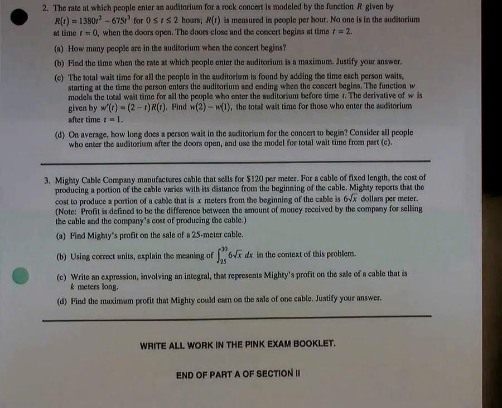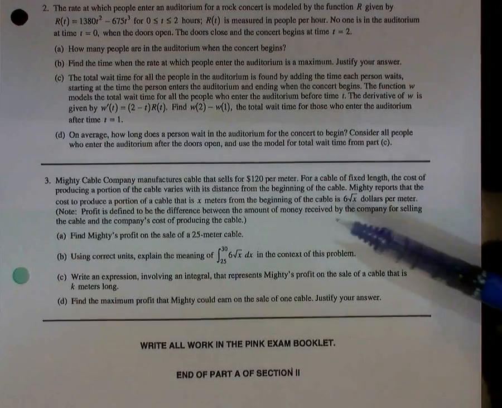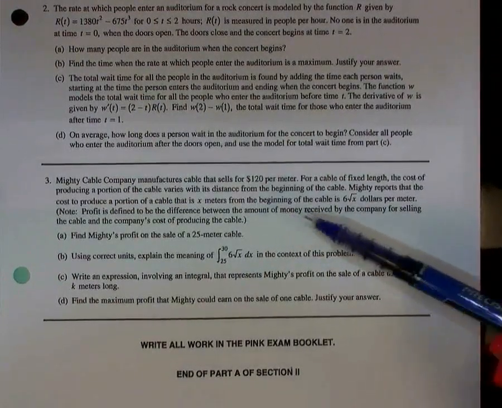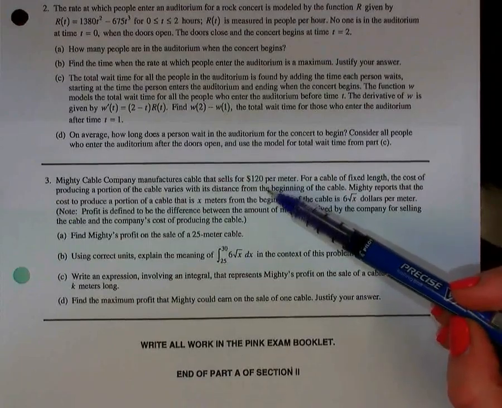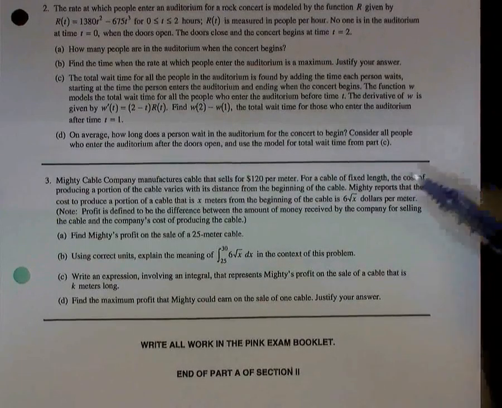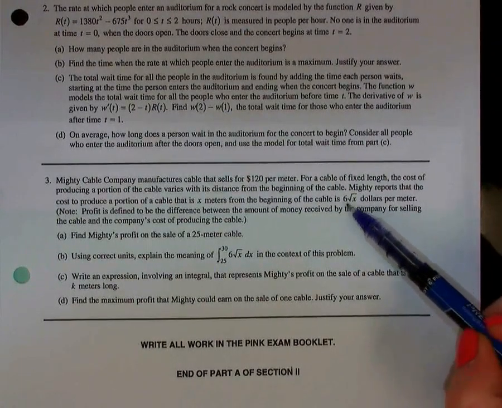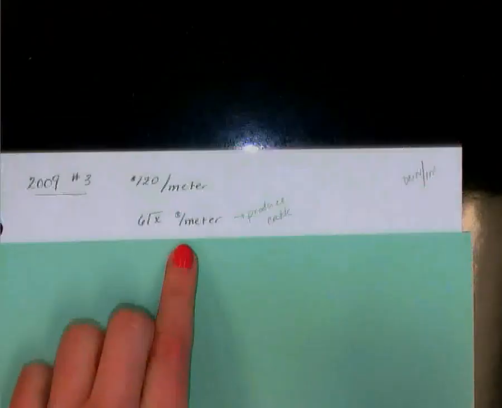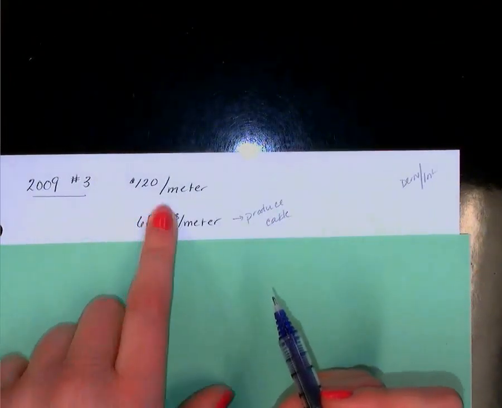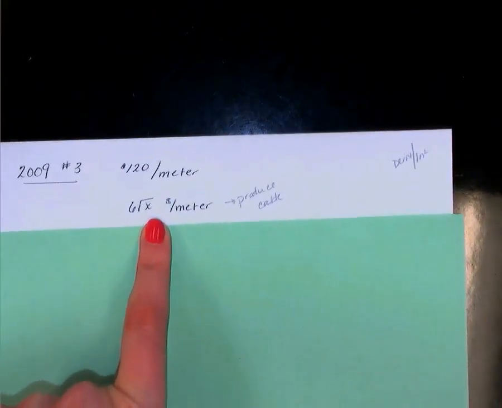All right, 2009, number 3 with a TI. Take 3. We have the cable company that is selling cable, and they sell it for $120 per meter. And then the cost to produce it is 6√x dollars per meter. So that's my given information that I'm going to write out. So $120 per meter, that's to sell it, and then 6√x is to produce it.